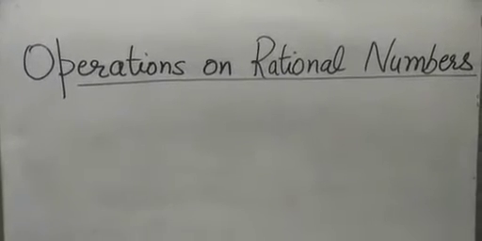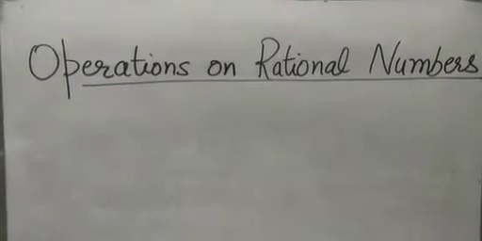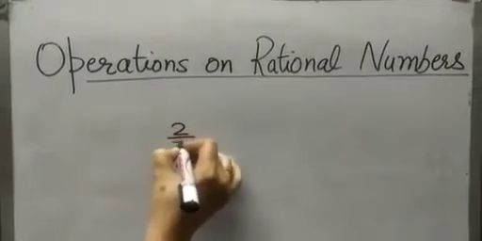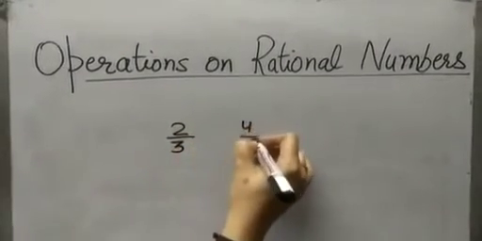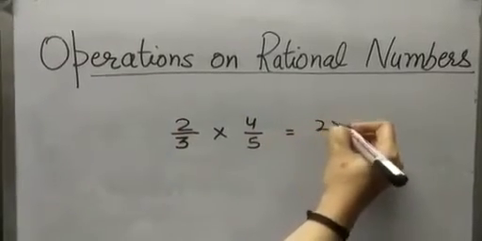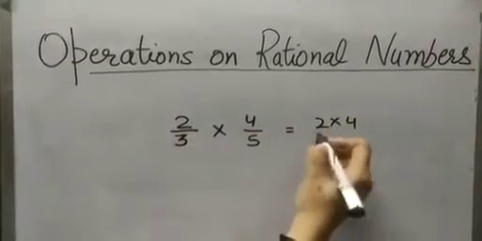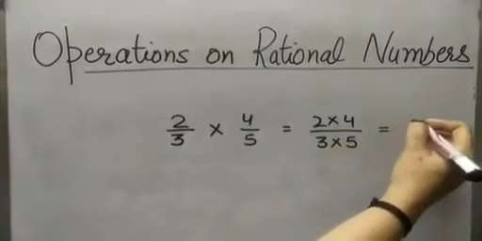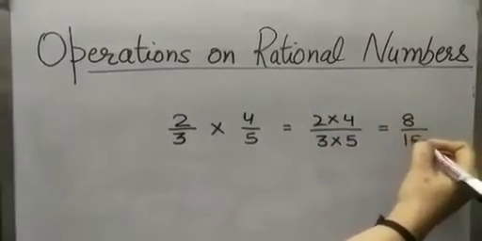Hello students, you have learnt in class 6 how to multiply two fractions. I am taking two fractions, 2 by 3 and 4 by 5. We are going to multiply the numerator with the numerator and the denominator with the denominator. The result is 8 by 15.